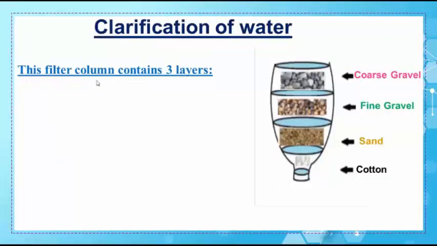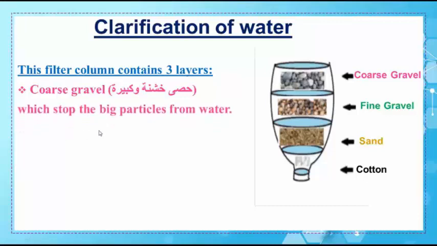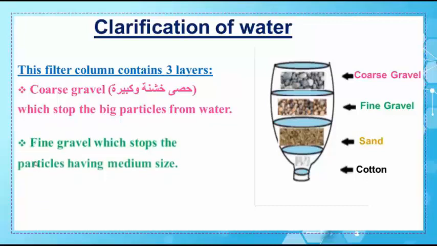This filter column contains 3 layers. The first layer, coarse gravel or حصى خشنة وكبيرة. It is found at the top of the inverted bottle, which stops the big particles from water, such as the hay. The second layer, fine gravel, which stops the particles having medium size.